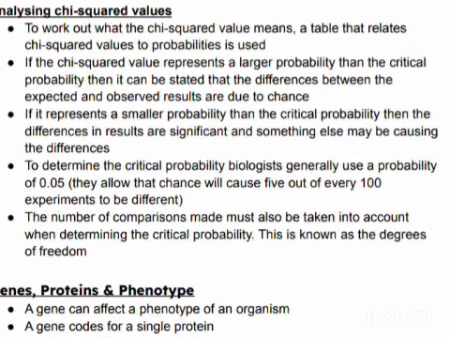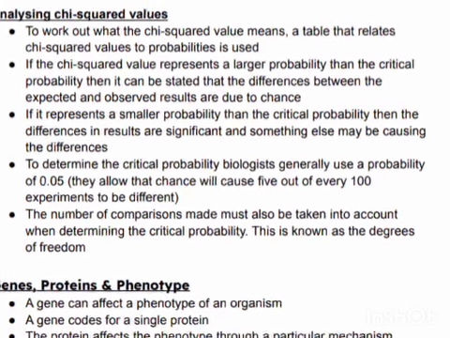So, if it represents a smaller probability than the critical probability, then it can be stated that the differences between the expected and observed results are due to chance, right? And if there is a larger probability than the critical probability, then the differences are due to chance, and if a smaller probability, then the results are significant, right?